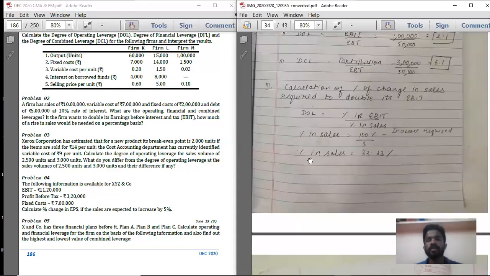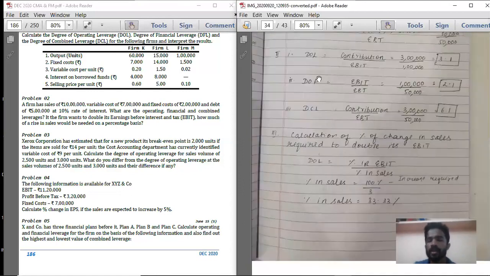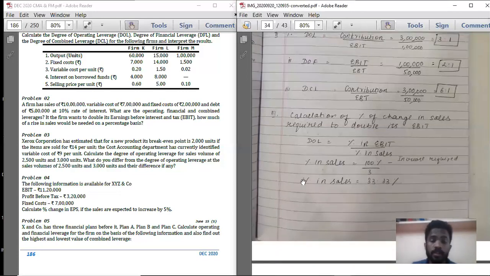So below that, statement number 3. What they have asked in the question: if the firm wants to double its EBIT, how much rise in sales would be needed on a percentage basis? What is the formula for degree of operating leverage? Percentage of change in EBIT divided by percentage of change in sales. Here we know the operating leverage, that is 3:1, and we know the change in EBIT, that is 100%, because you need 100% increase, that is doubling the EBIT. So with this we can find the percentage of sales.